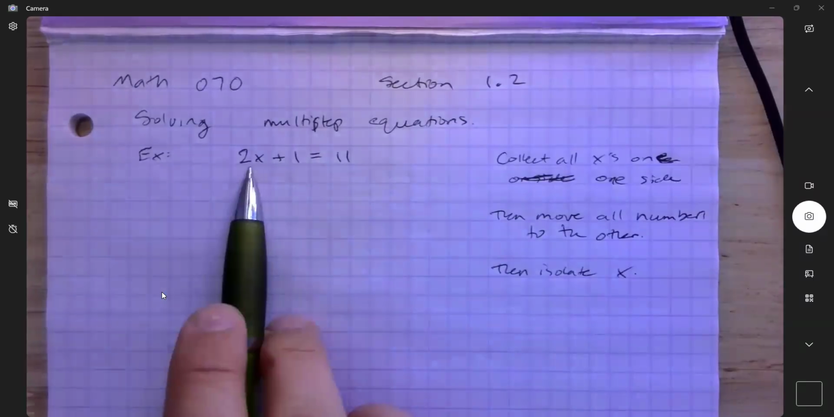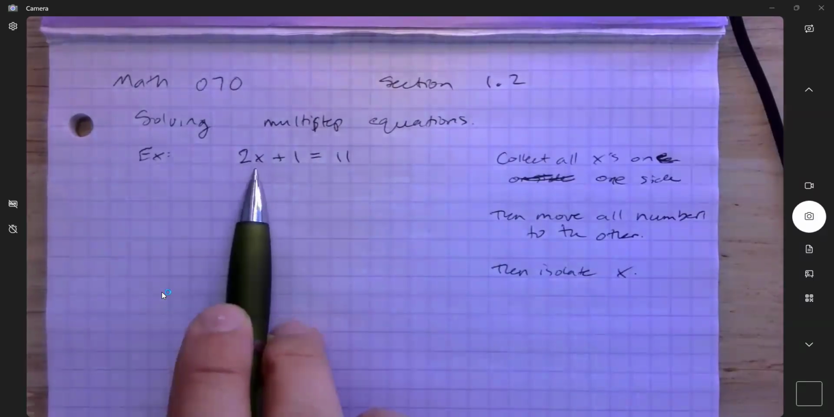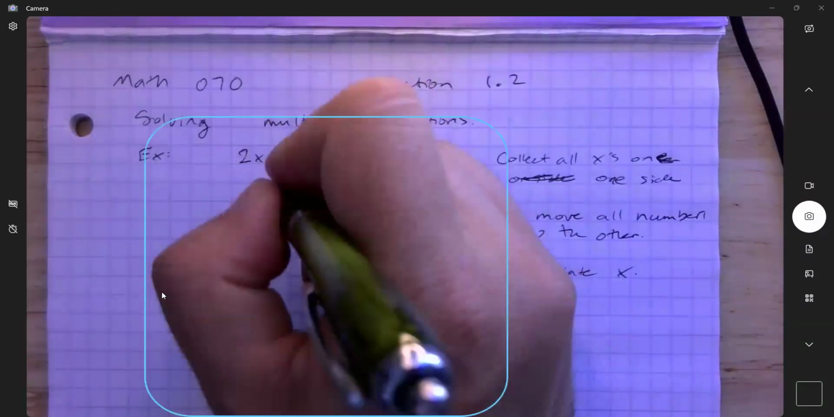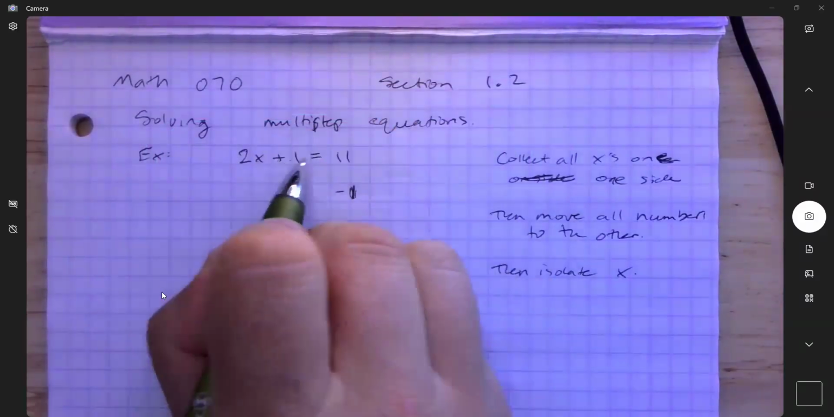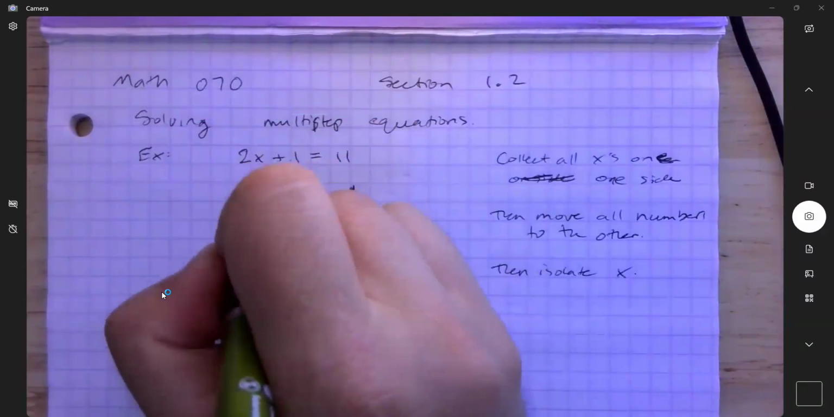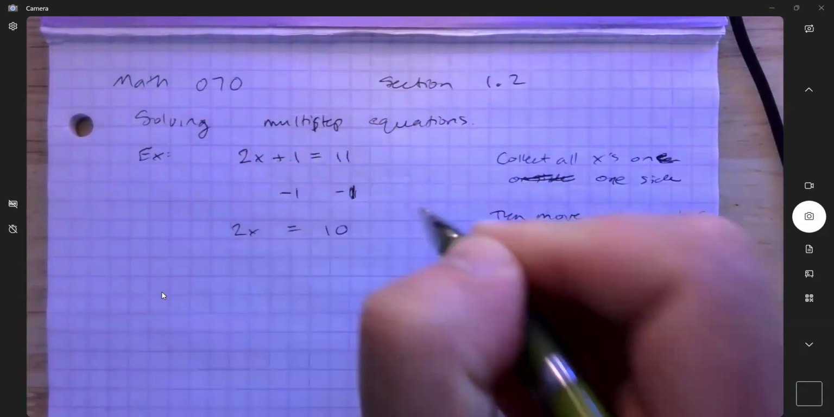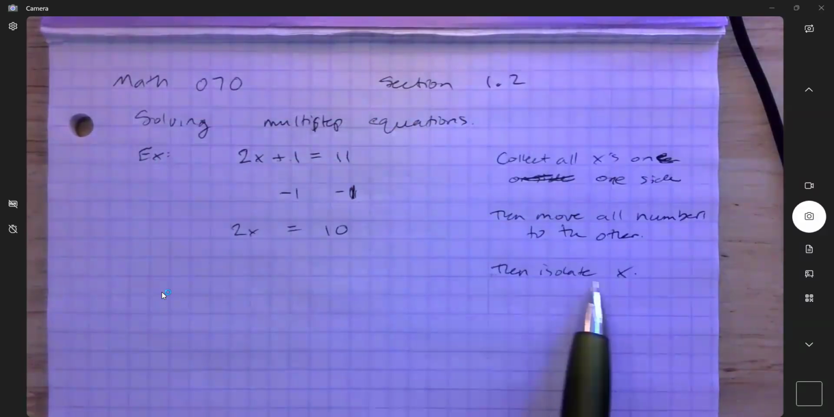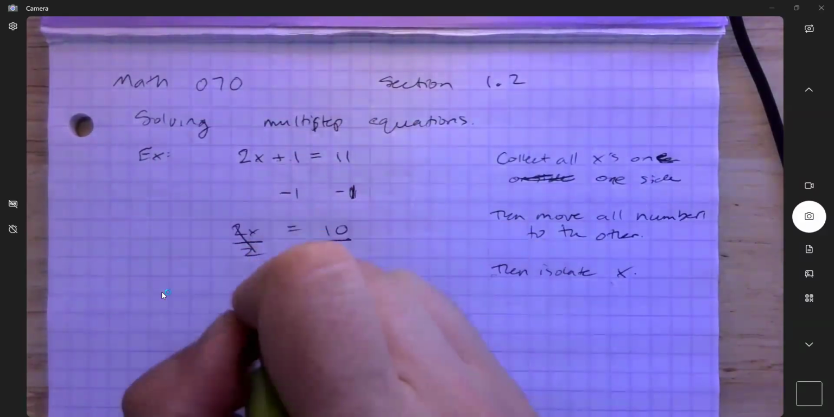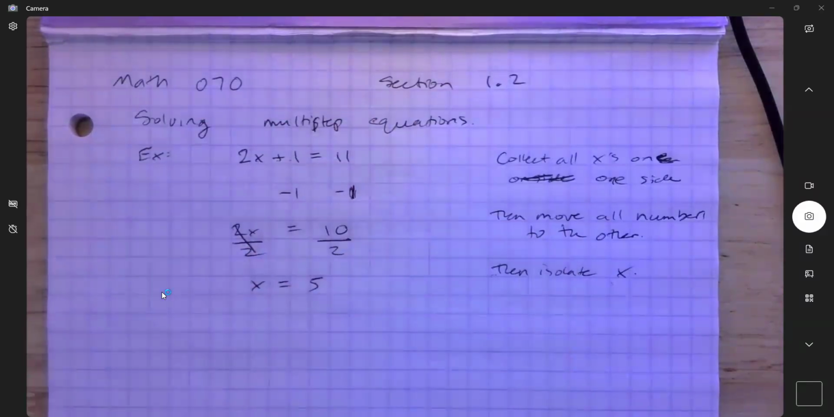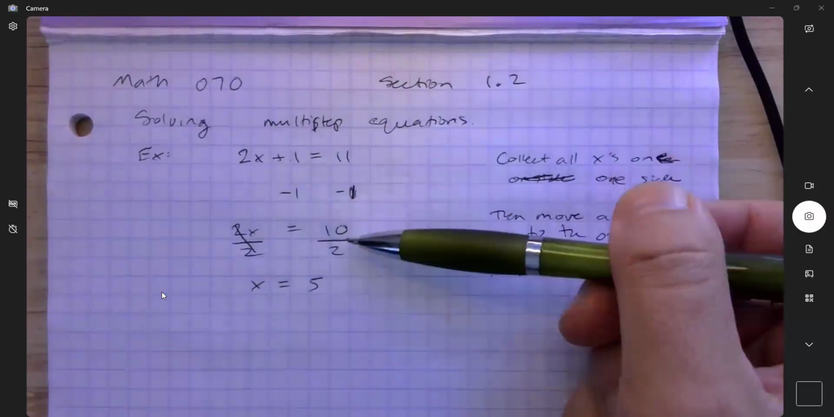So in this case, we already have all the x's on one side. So our first step is going to move the numbers to the other. We want to move that plus 1 to the other side, so we subtract it from both sides. We get 2x equals 10. And now we're going to isolate x by dividing both sides by 2, and we get x equals 5. So that's a fairly straightforward multi-step equation, but it did take 2 steps, the subtraction and then the division.